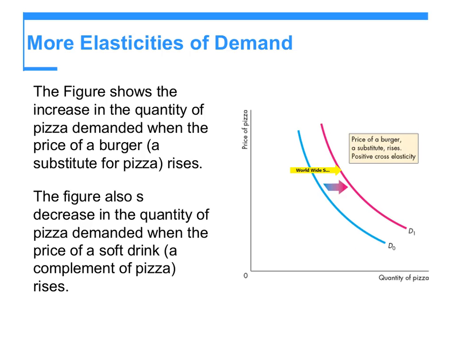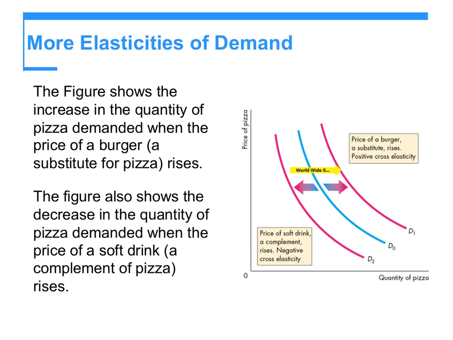The figure also shows the decrease in the quantity of pizza demanded when the price of a soft drink, a complement to pizza, rises. Just imagine you have your pizza with a can of Coca-Cola or Pepsi. If the price of that increases and you like to have your pizza with it, the chance of you buying the pizza is less because your complement has become more expensive.